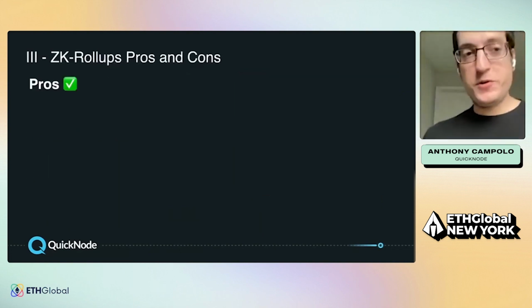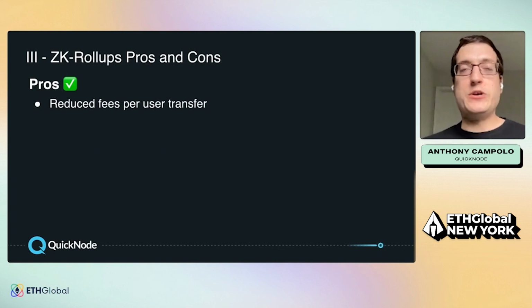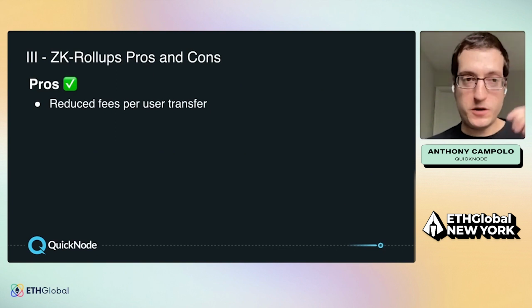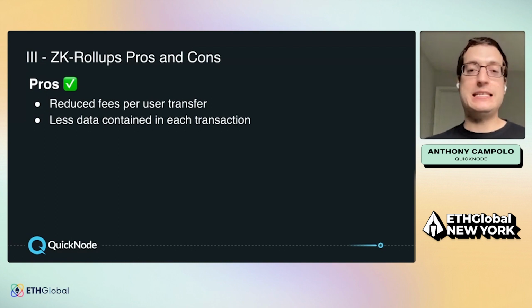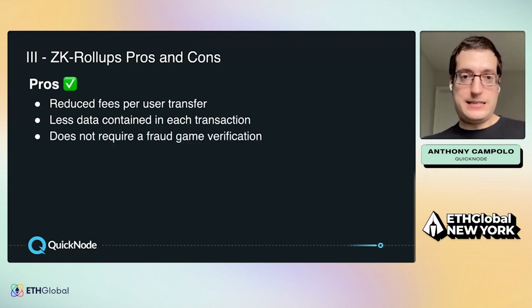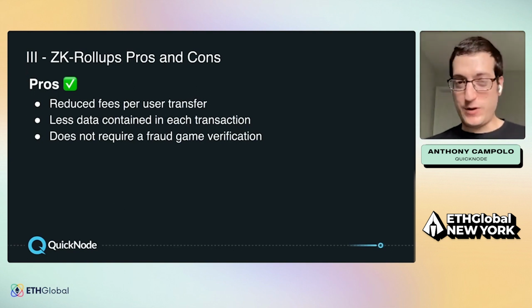Now, if we look at the pros and cons here, the pro is that it reduces the fees per user transfer. And this is because, like I was saying, you could take all of these transactions and roll them all up into this one block. And then you have less data contained in each transaction because the transactions contain multitudes. Now, this does not require a fraud proof or a fraud game verification, and this is something we haven't really defined yet.